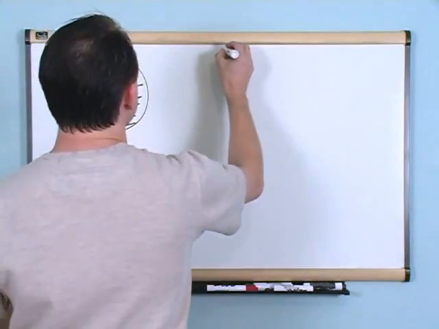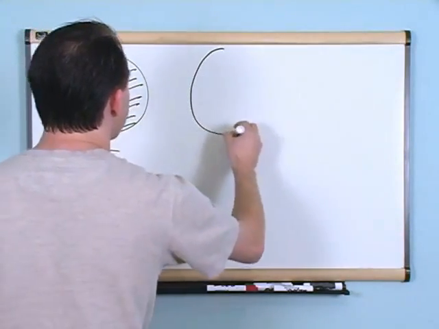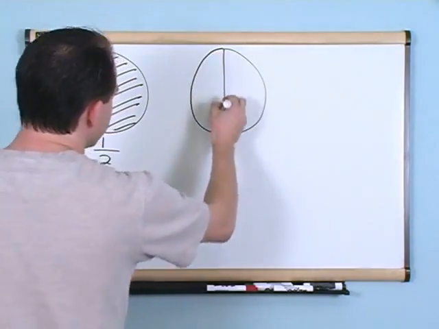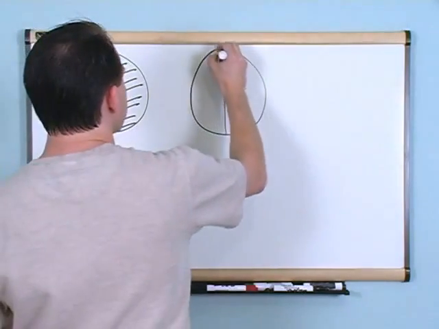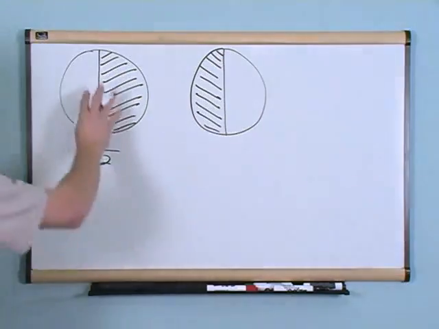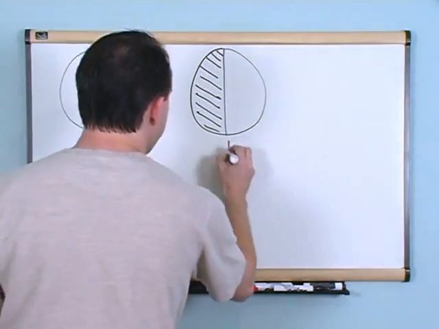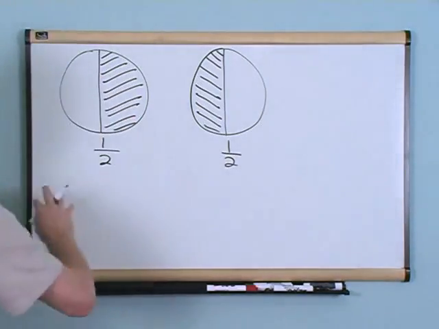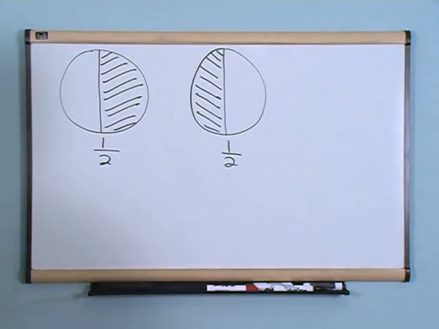Now let's say over here on another table, I have a separate pie, fresh out of the oven. Now I'm going to also divide that into two pieces, and I'm going to be talking about this piece here. So here I have half of a pie, here I have another half of a pie. Nothing new so far.